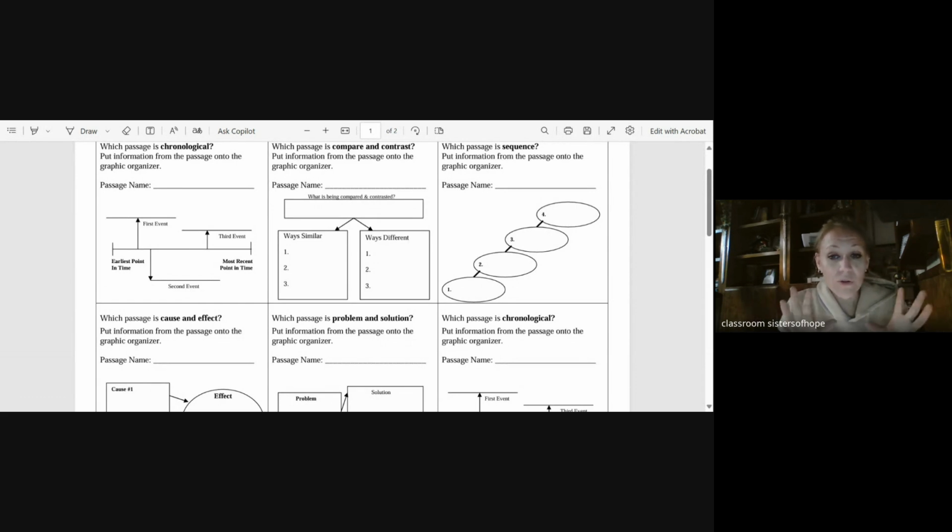But if you know some of these little tricks, it'll help you to just look for the important information and not just start going blah, blah, blah, blah.